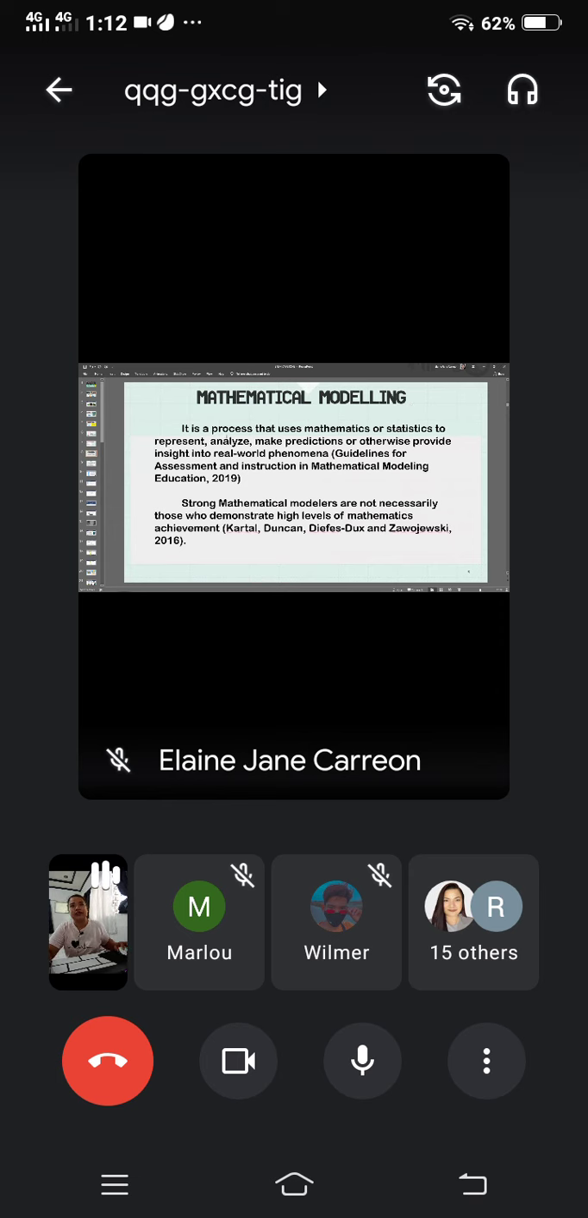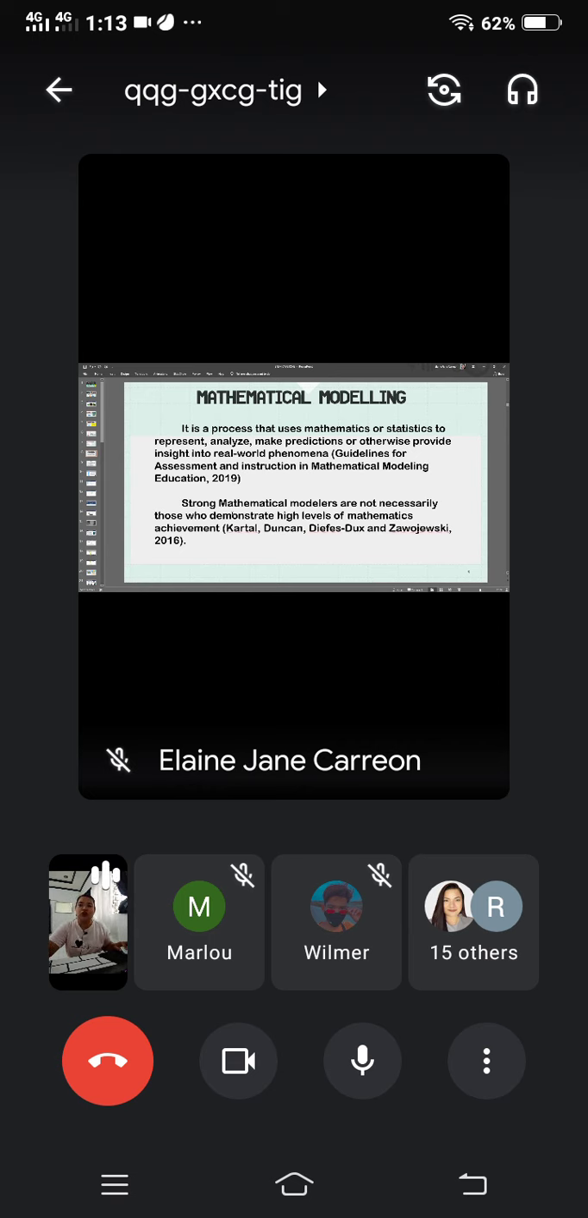A mathematical modeling is a process that uses mathematics or statistics to represent, analyze, make predictions, or otherwise provide insight into real-world phenomena. So that came from Guidelines for Assessment and Instruction in Mathematical Modeling Education in the year 2019. Strong mathematical modelers are not necessarily those who demonstrated high levels of mathematics achievement. That came from Cartal, Duncan, Difesdax, and Zaworjeski, 2016.